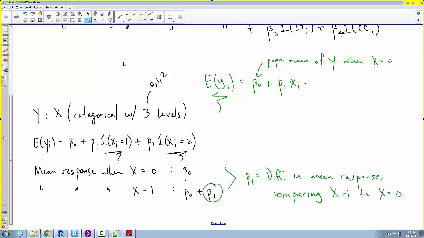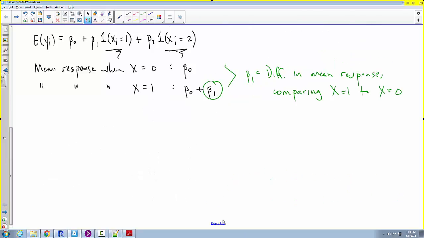And similarly, beta 2 is a mean change comparing x equal 2 to the baseline. So mean response when x equals 2 is beta 0 plus beta 2. The beta 1 is not there because that one's off. So that beta 2 is a mean difference comparing x equal 2 to x equal 0. That is the default way in R to parameterize a categorical variable. So if you have a categorical variable and you treat it as such, it's going to take the lowest alphanumeric level and treat that as the reference group, baseline group, to which everybody else is compared. There are other ways to do this.